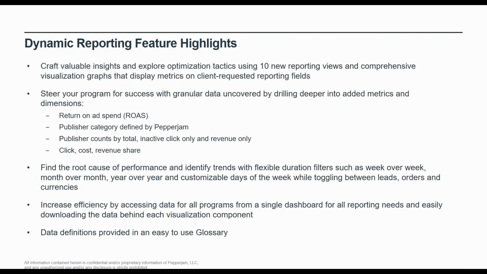Also, we've added metrics or dimensions that we haven't had in the network before. So a return on ad spend calculation, publisher category defined by Pepperjam versus not being defined by the publishers, publisher counts for a given program in total, those that are total joined to the program, those that are inactive, click only, and revenue only. We also have share metrics available that we didn't have before, so share across publisher category.